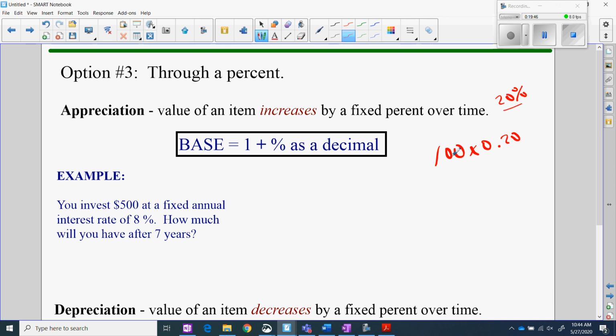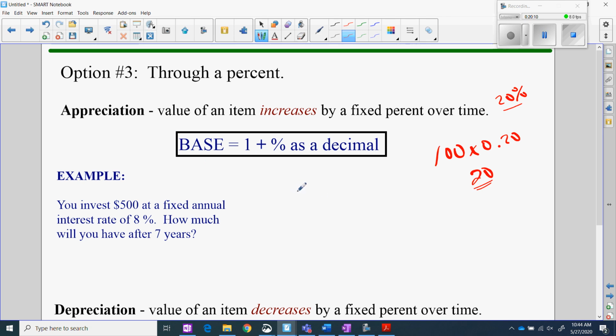But the problem is if you take 100 and you multiply by 20%, you get 20. So if you just multiply by a percentage, you're going to get a number here that is smaller than the starting number. You want your values to be going up, getting bigger and bigger all the time. So if it's increasing by 20%, you'll see here that your base will be 1 plus that.